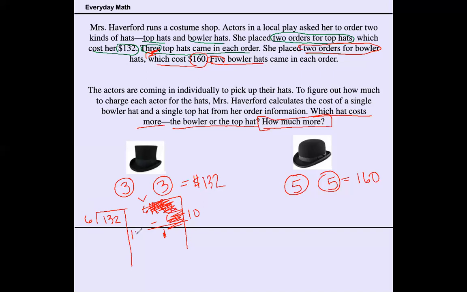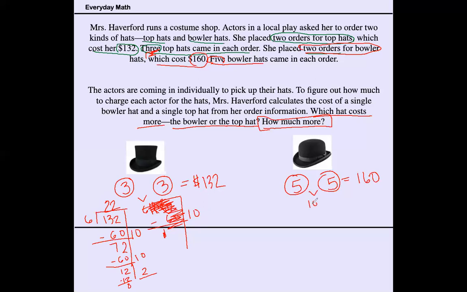Okay, 6 times 10 is 60. 13 minus 6 is 7. Again, I might do another 10. 60 would be 12. And another 2 would be 12. Yes, so that would cost $22 per hat. What about over here?